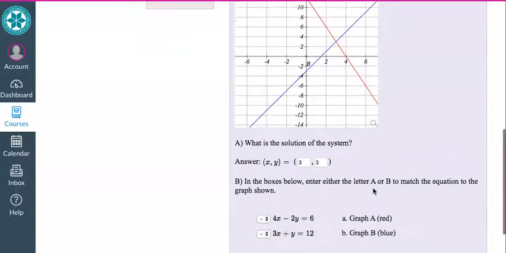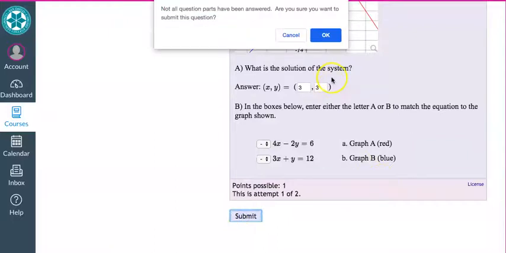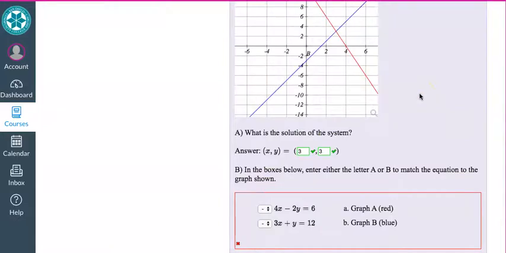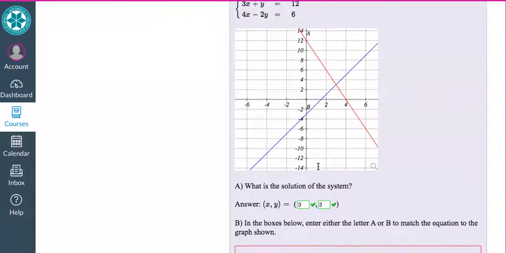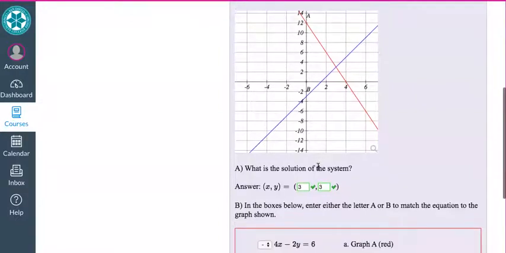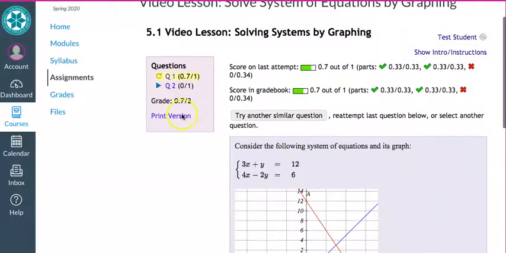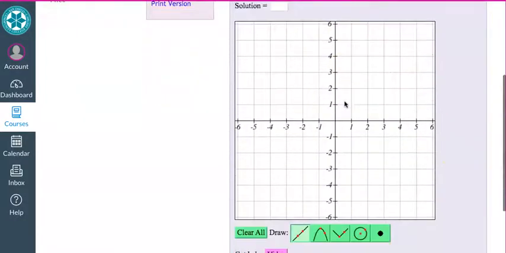Then you click submit. I didn't answer both parts of the question. I should have, but that's how you type in the answer and you submit it. And then you go to the next question, and you also answer that one.